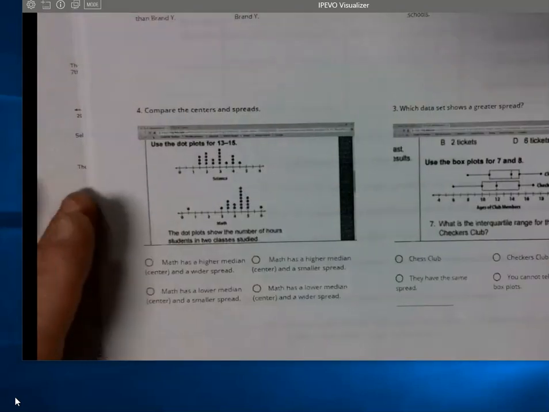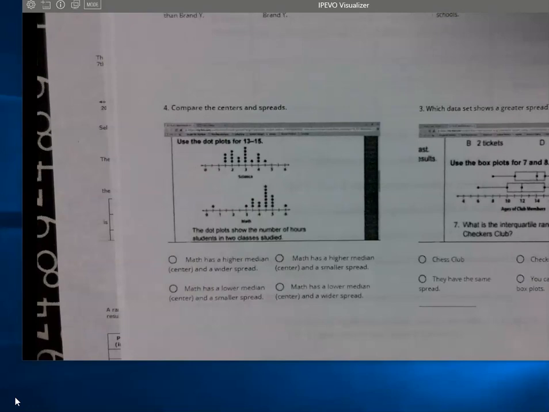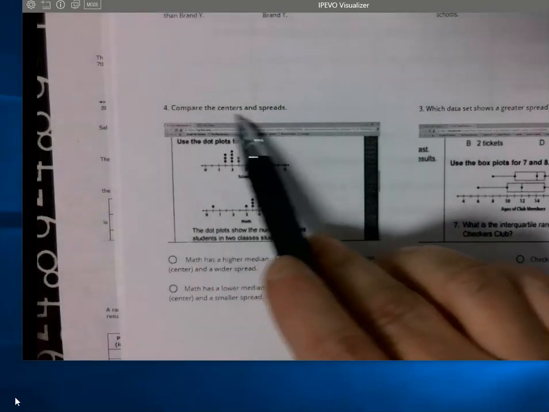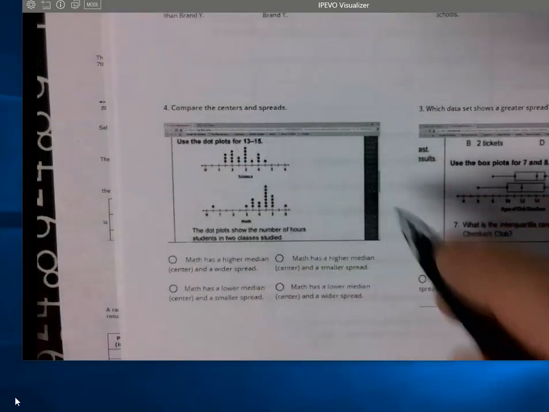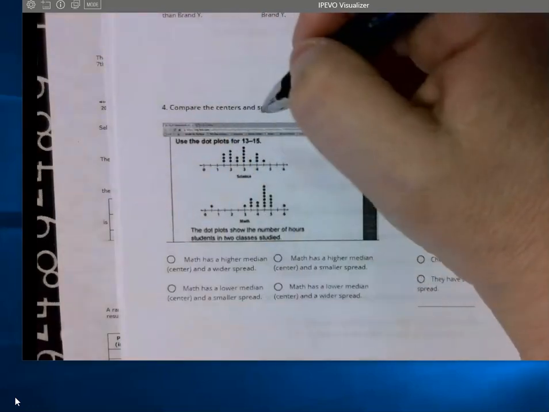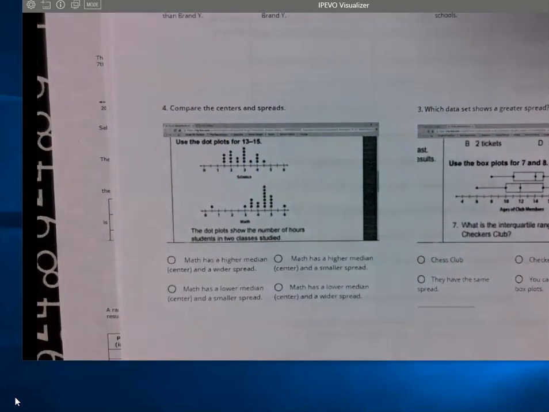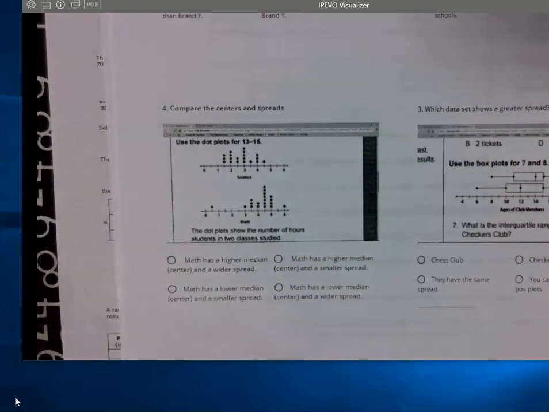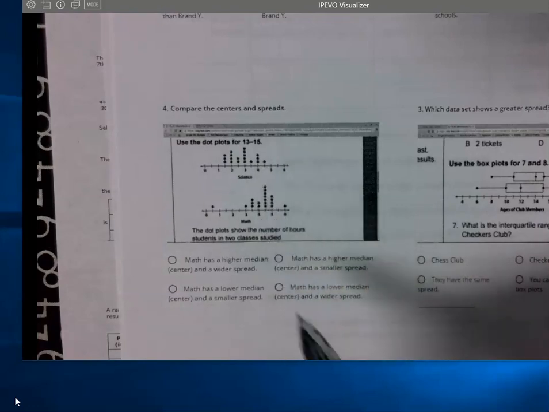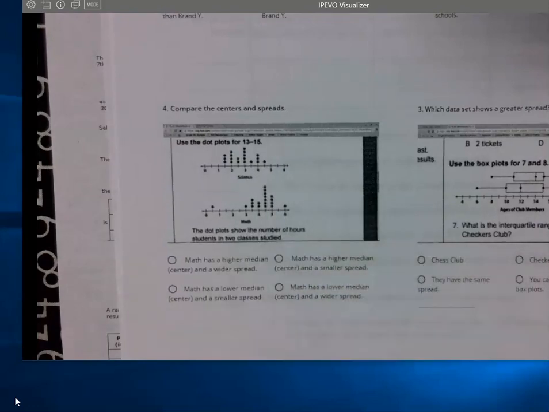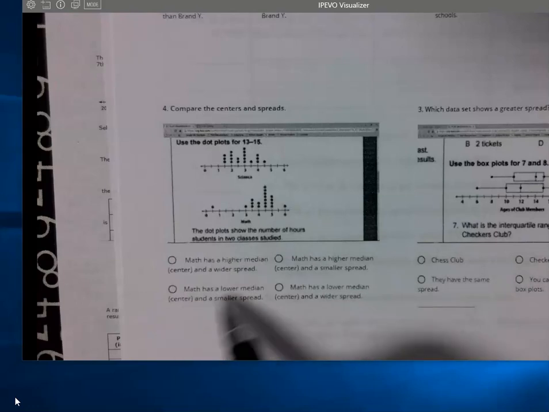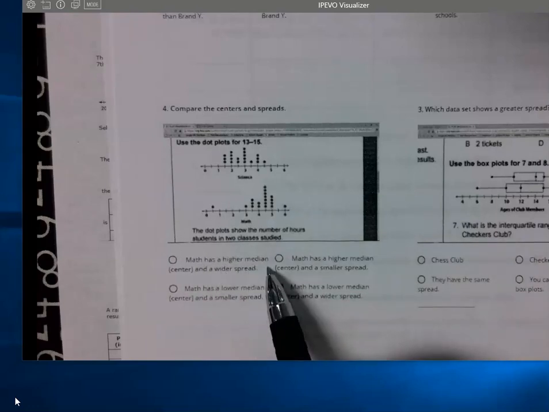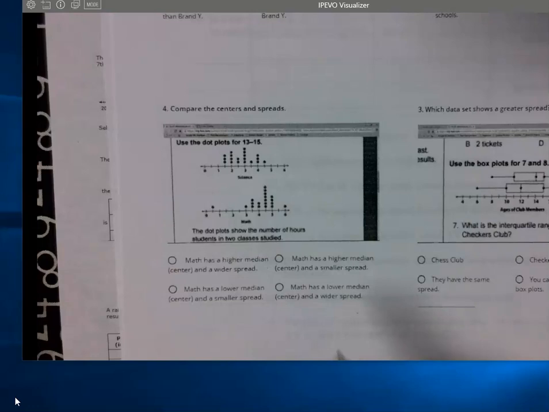Okay, so looking at the next one, we're looking at a stem and leaf plot. And we're going to talk about the centers and the spreads. So remember, when you're comparing the centers, you're again discussing the mean, median, and mode, and where they're applicable to this problem. So we're going to be comparing science to math. And let's look down here. It's talking about medians, and it's talking about spread. So let's start by finding the spread, which often can be thought of as the range.